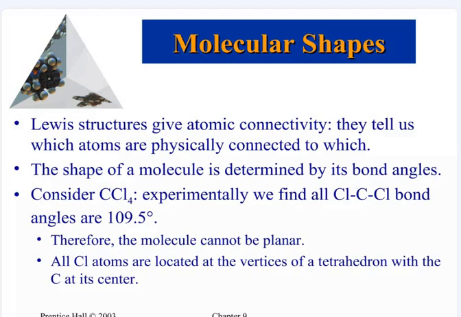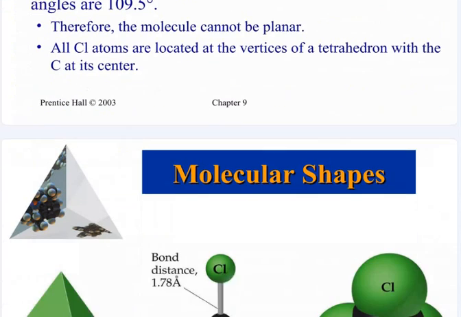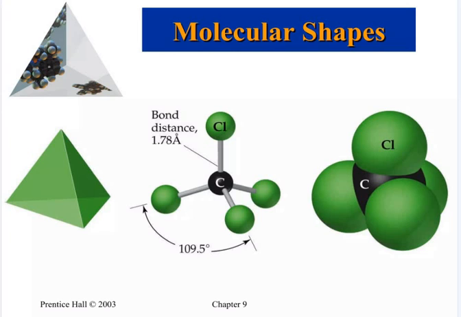Consider carbon tetrachloride. Experimentally we find all Cl-C-Cl bond angles are 109.5 degrees. Therefore, the molecule cannot be planar. All chlorine atoms are located at the vertices of a tetrahedron with the carbon at its center. So, friend, you can see the bond distances and angles.